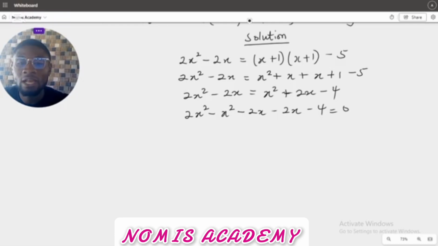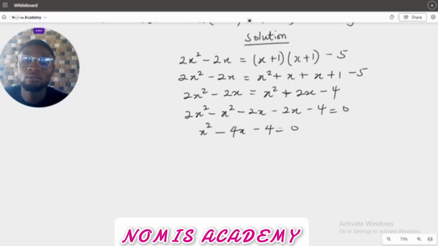So we are left with 2x squared minus x squared. So we are going to have just x squared left, right? 2x squared minus 1x squared, so we are left with 1x squared. Then minus 2x minus 2x, that is minus 4x. Then lastly we have minus 4 equals to 0.